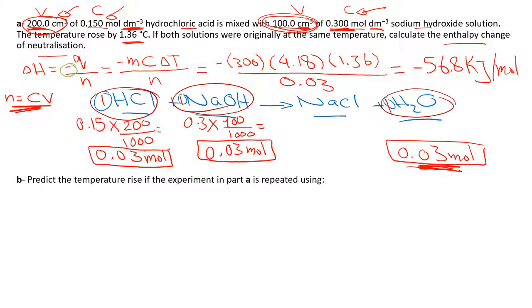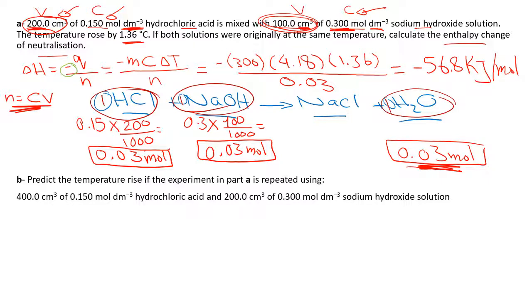Predict the temperature rise if the experiment in part A is repeated using 400 centimeter cube. So it's the volume, and you have here the concentration of hydrochloric acid, another volume, and the concentration of sodium hydroxide. What do you think? You can just compare the data you have here with the data you have in A. You will observe that the volume is already doubled. We were having 200 centimeter cube, and we have here 400. We were having 100 centimeter cube NaOH, and here we have 200, so the volume is doubled while the concentration is the same.